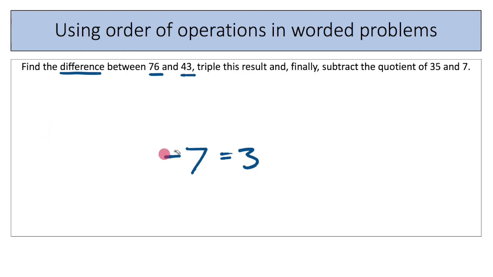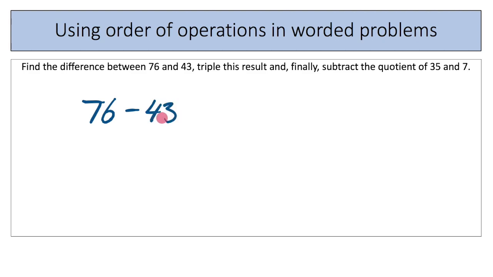So let's now get rid of all of this that's unrelated to the question before us. All right, so knowing now that difference simply just means subtraction, when it's asking for the difference between 76 and 43, what we're going to do is 76 minus 43. Perfect. Let's now move on. We now need to triple this result. Now, when we see the word triple, that means times it by 3. So we're going to go 76 minus 43 and then triple the result of that.